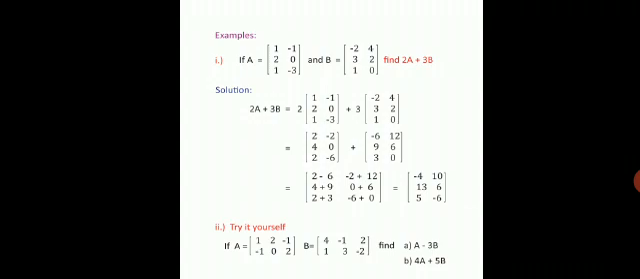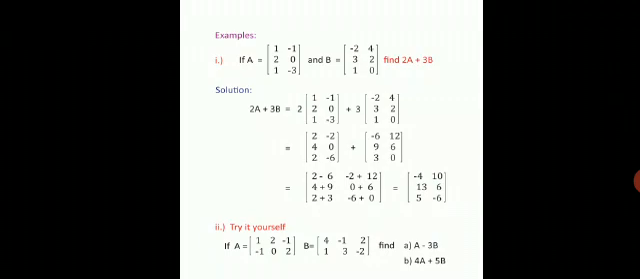2 ones are 2, 2 into minus 1, that is minus 2, 2 2s are 4, 2 zeros are 0, 2 1s are 2. 2 3s are 6, there is a minus 3, so 2 into minus 3 is minus 6. Plus multiply matrix B by 3, we get 3 2s are minus 6, 3 4s are 12, 3 3s are 9, 3 2s are 6, 3 1s are 3.